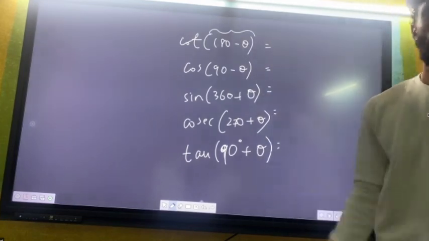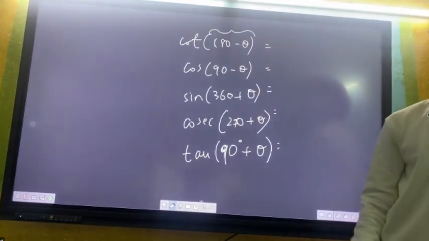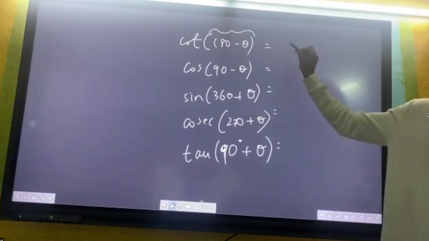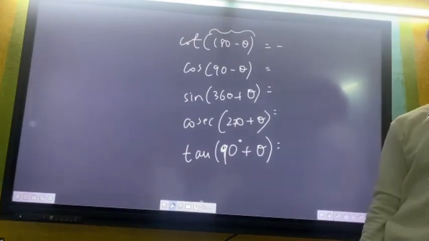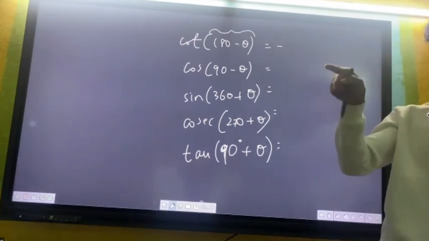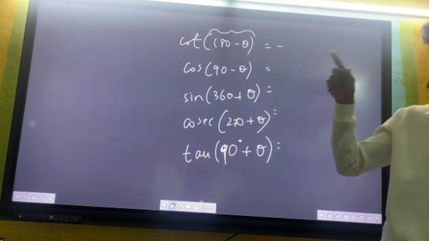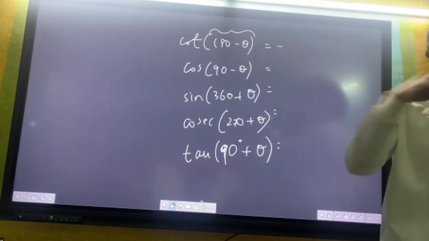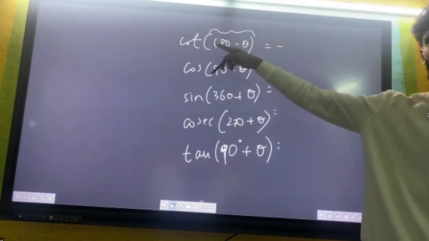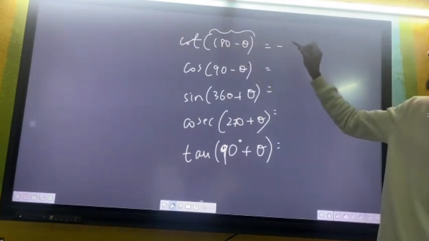180 minus theta. Second quadrant. In the second quadrant, cot is... We go back inside the bracket. 18. Even. Okay, I got confused, everybody got confused. 18 is even.